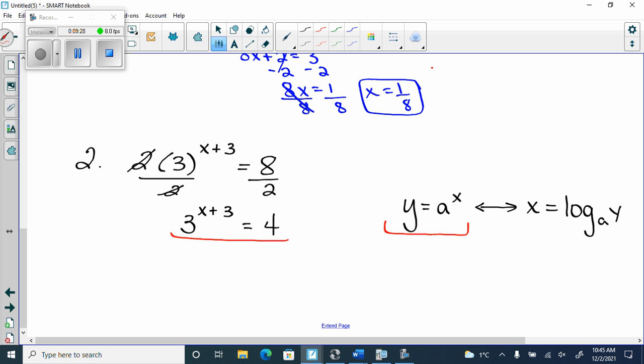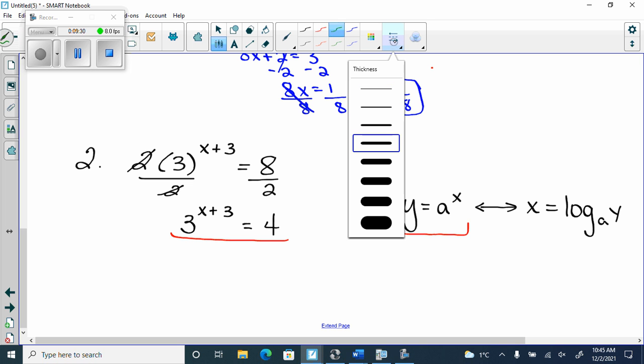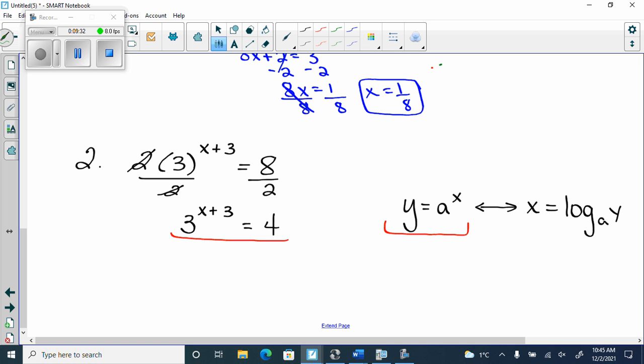Now, which one of those is y? 3 to the x plus 3 or 4? The 4, because the y is by itself. Do you see that? So this is y. This is a. This is x. So the first thing I do is match exponential with exponential.